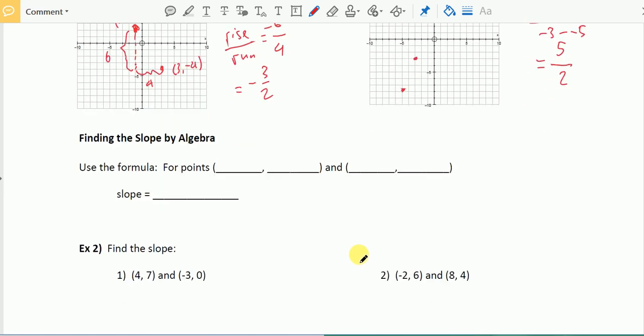So the easier way is you use the slope formula for the points x1, y1, x2, y2. This is again just the review. So you have y2 minus y1 over x2 minus x1.